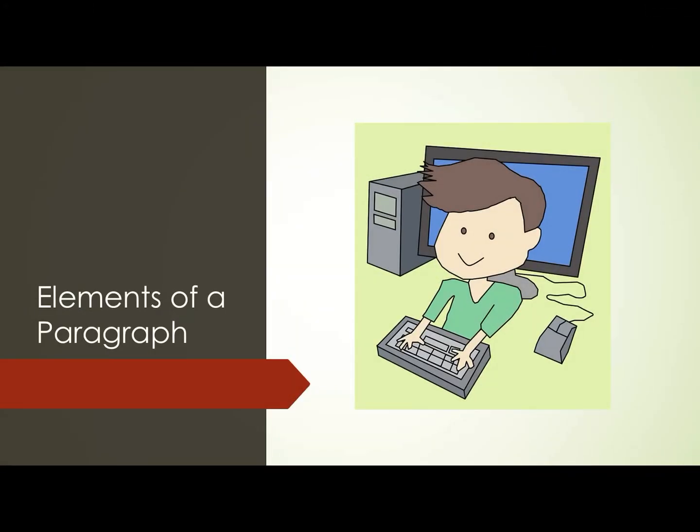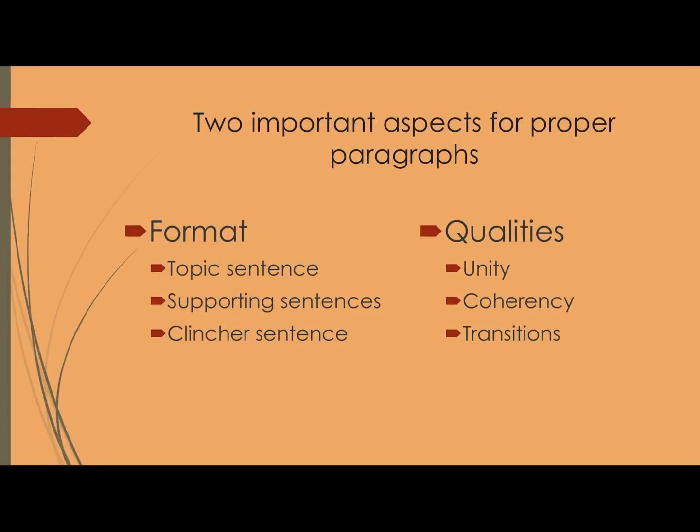Hi everyone. Today we're going to take some time to review the elements of a paragraph. You may remember that there are two important aspects for proper paragraphs. The first aspect is the formatting of a paragraph. Each paragraph must contain a topic sentence, supporting sentences, and a clincher sentence to wrap it up.